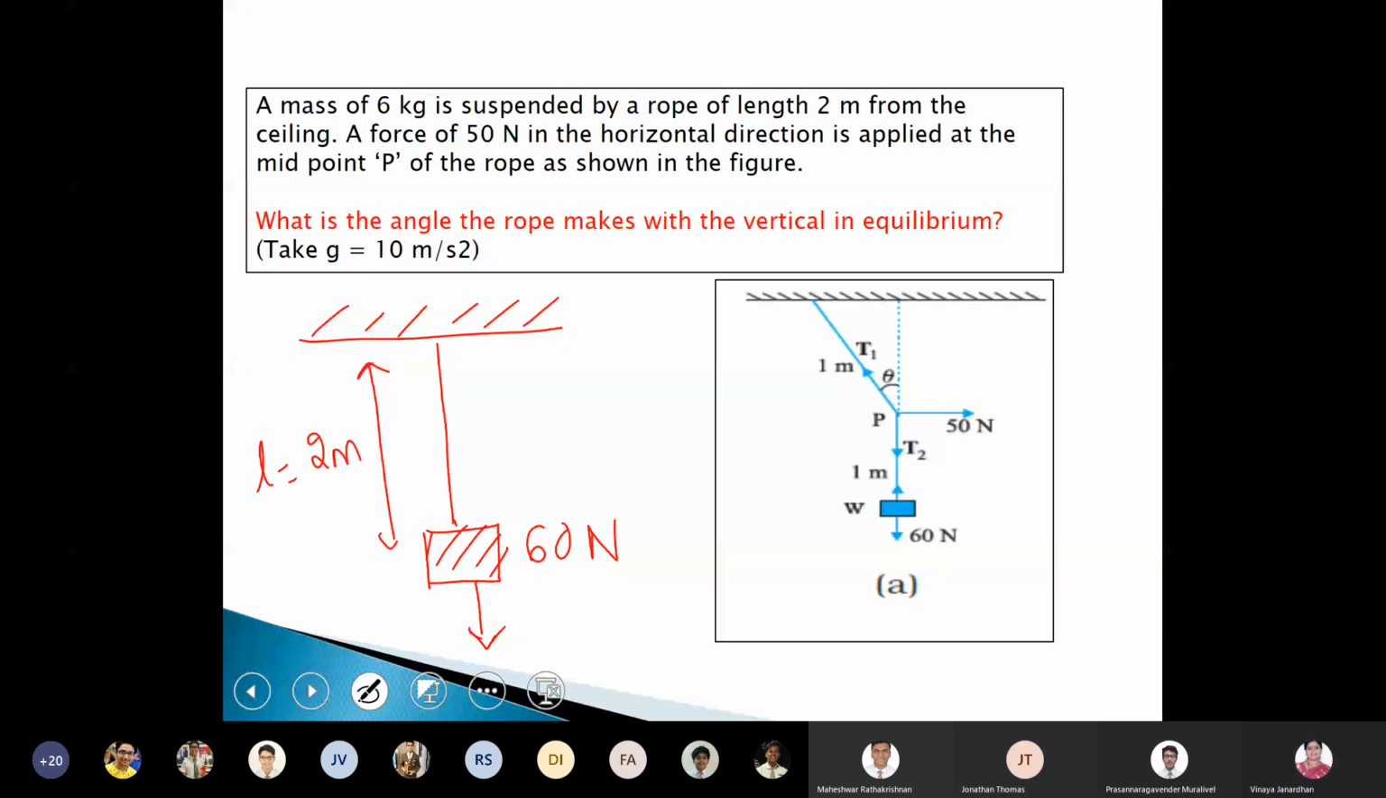T2 is pointing downwards? No, boys. T2 should be upward. Okay.